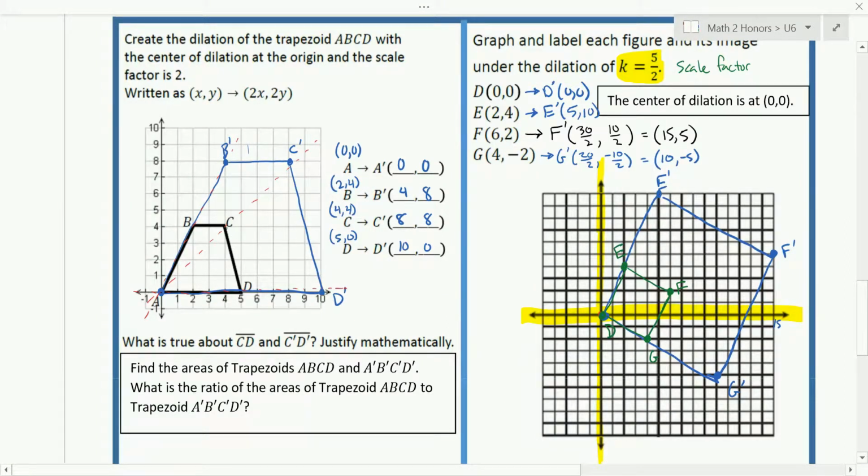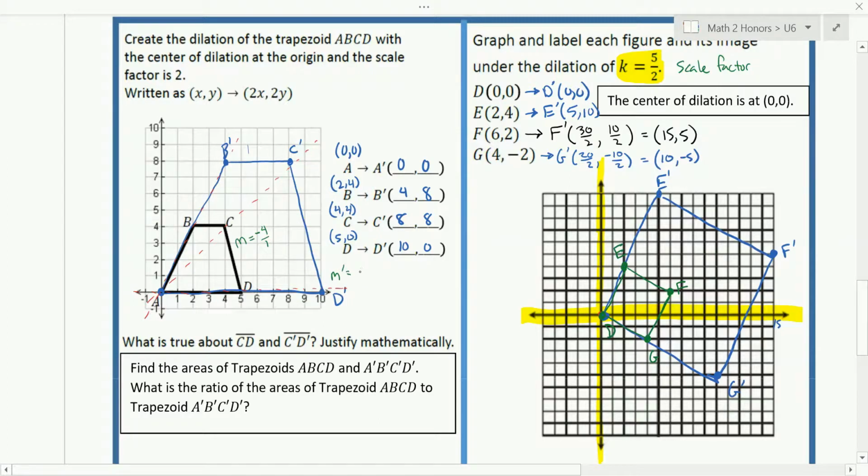So let's see. What is the slope from C to D? I'll do that as M. M for slope. What's the slope from C to D? Is it positive or negative? Negative 4 over 1, or negative 4, right? How about the slope from C prime to D prime?